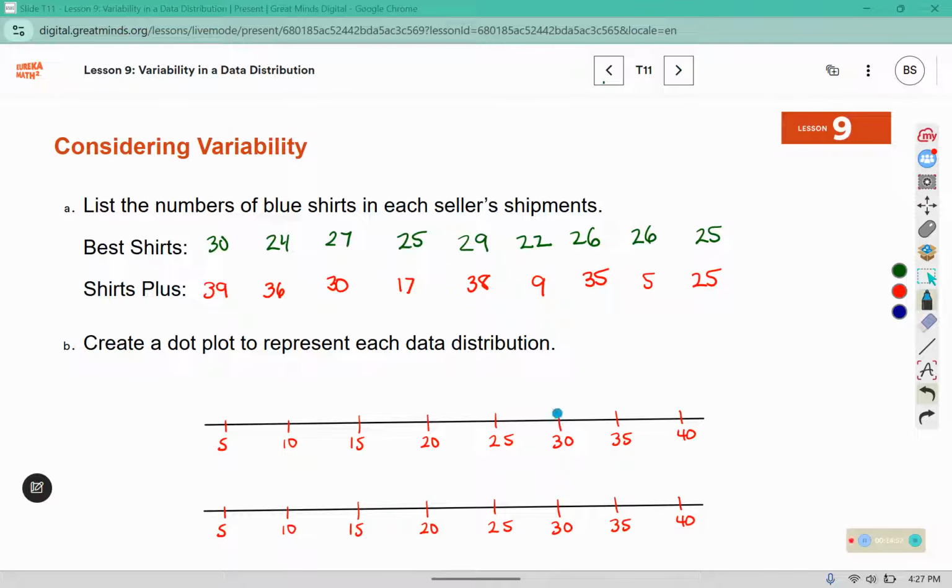We've got 30, 24, 27, 25, 29, 22, 26, 26, and 25. And for the other one, we have 39, 36, 30, 17, 38, 9, 35, 5, and 25.